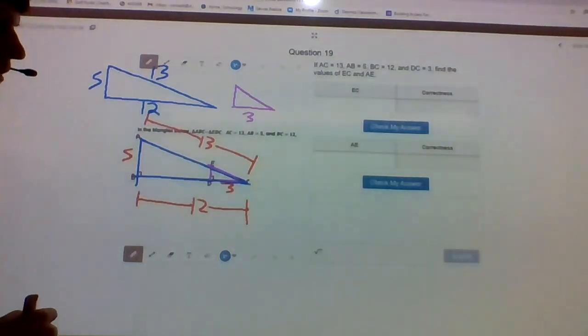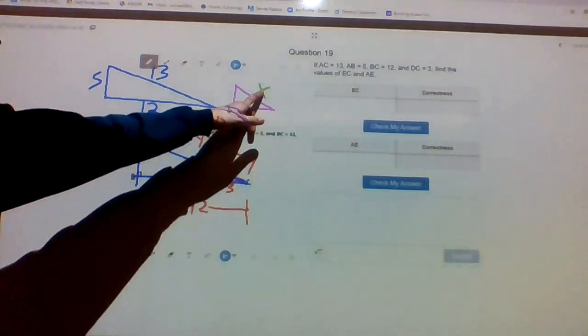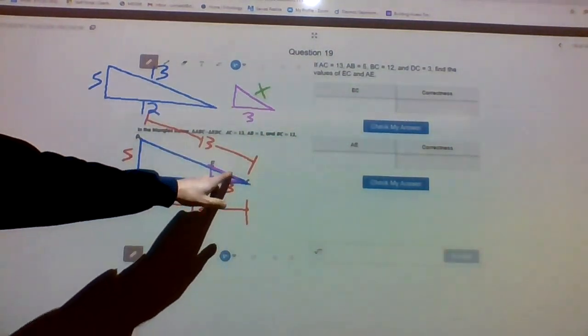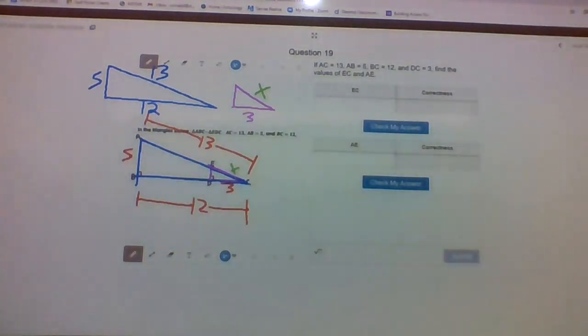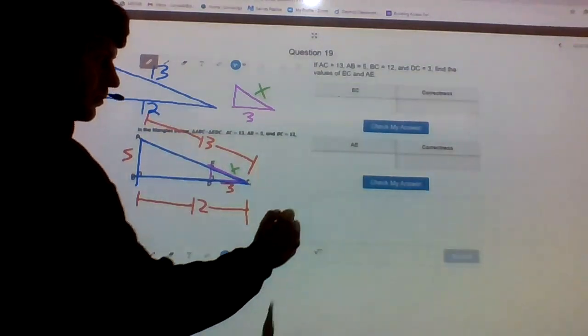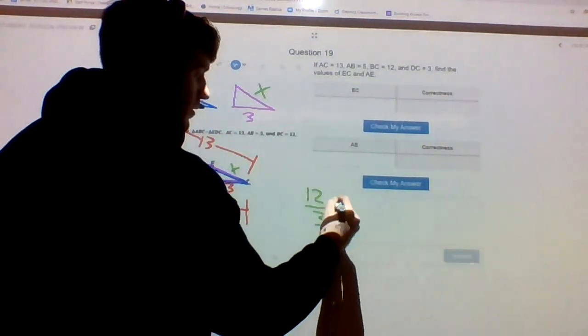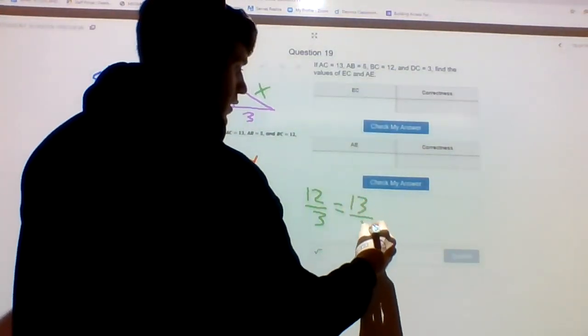I'm going to do it in green here, x and y. Or do we need ED? We don't even need ED. So I'm just going to put x here because this is what we're trying to solve for, EC. So then we can simply set up our ratios. So 12 matches with 3, and 13 with x.